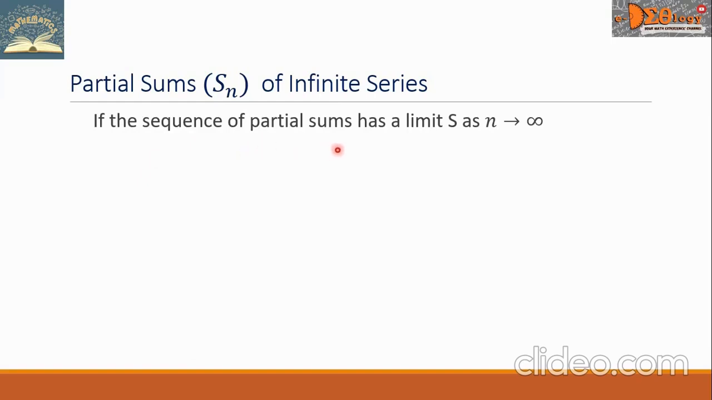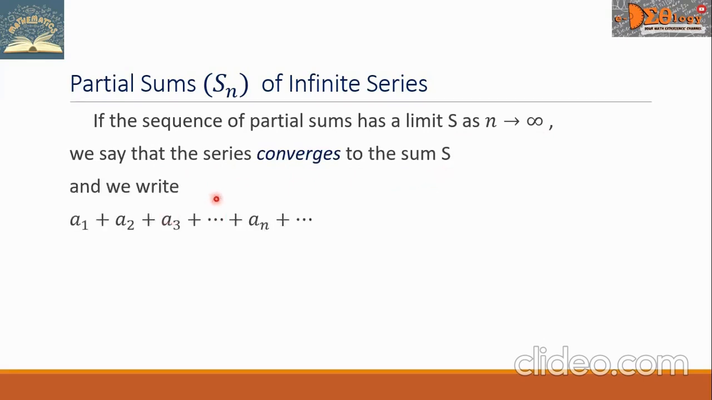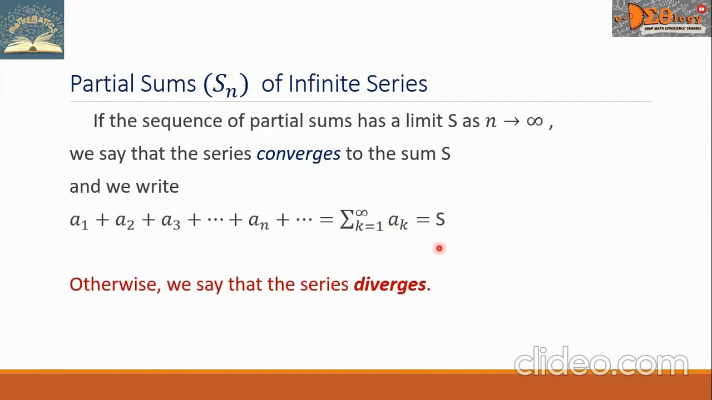If the sequence of partial sums has a limit s as n approaches infinity, we say that the series converges to the sum s, and we write a sub 1 plus a sub 2 plus a sub 3 plus and so on plus a sub n plus and so on. We write this in sigma notation as summation from k equals 1 up to infinity of a sub k, and this is equal to that sum s. Otherwise, we say that the series diverges.